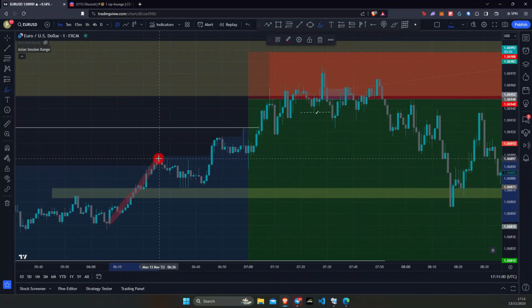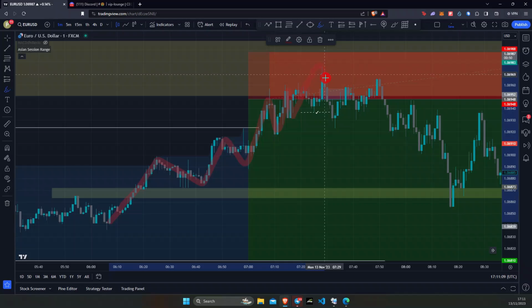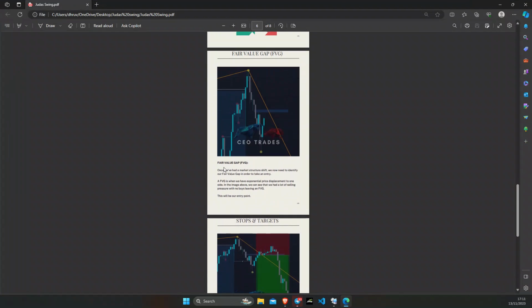So we've got a higher high, higher low, higher high, higher low, higher high, higher low, higher high, higher low, higher high, and then a failure to create a higher low, breaking this, giving us a lower low. Now we're anticipating a lower high before a continuation lower. So once we've got the break of structure right there, our next step is to identify our fair value gap.